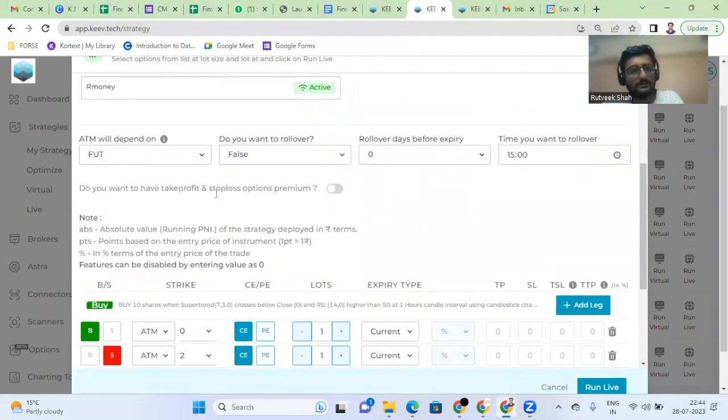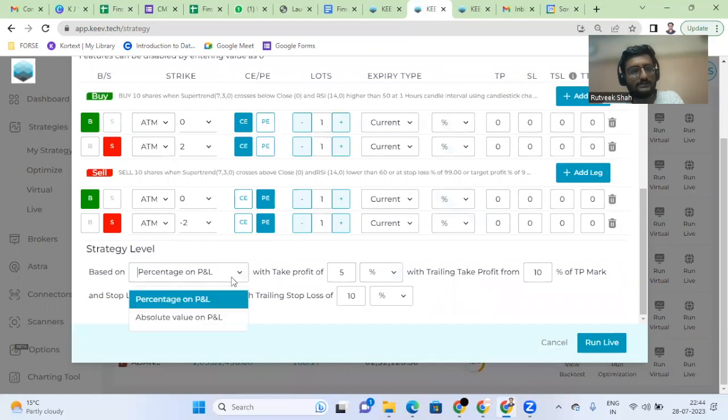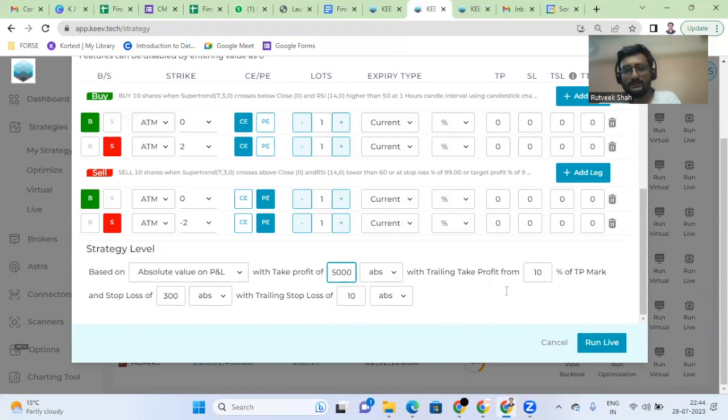We'll click on, do you want take profit stop loss based on option premium, and click that as yes. With that, we'll go to the strategy level section, where I want to adjust my PNL on an absolute basis. I want to take profit, let's say at 5,000, and the trailing take profit at 10%. If you want to understand more about terms like trailing take profit and trailing stop loss, you can find it on the YouTube page also. And we'll create a stop loss of, let's say, 1,000 rupees. So I'll click on run live and this strategy would be active in the market.